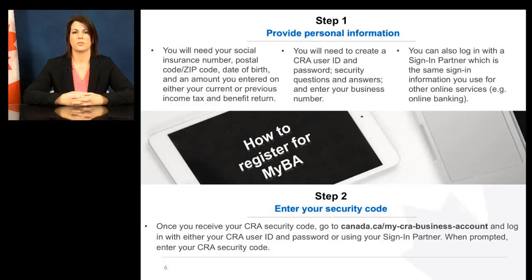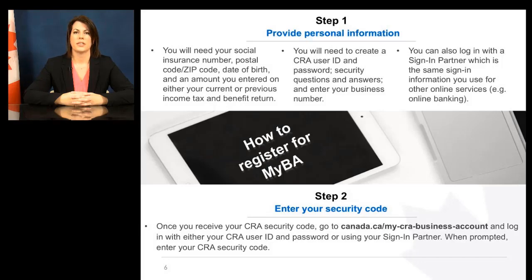If you need to register for My Business Account, step 1 is to provide personal information to help us verify who you are. You will be prompted to enter your social insurance number, enter your current postal code or zip code, enter your date of birth, enter an amount you entered on one of your income tax and benefit returns. It could be from the current tax year or the previous one.